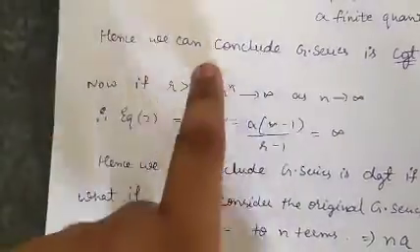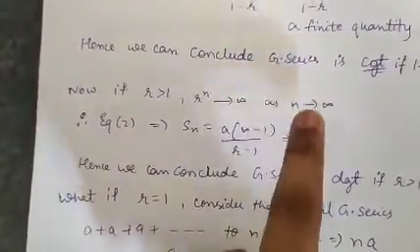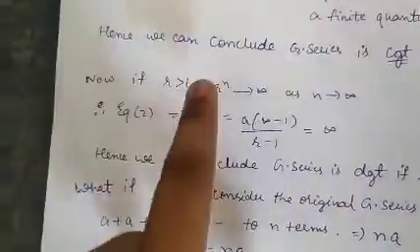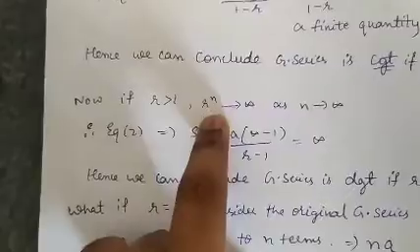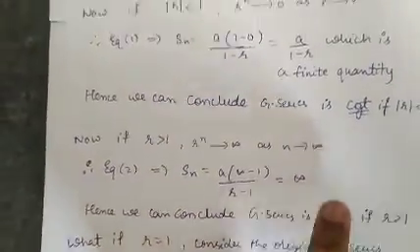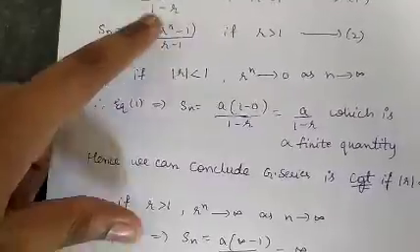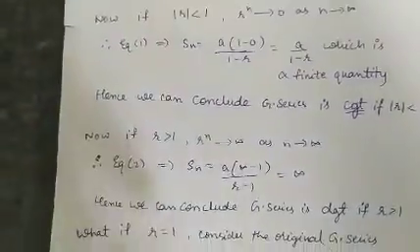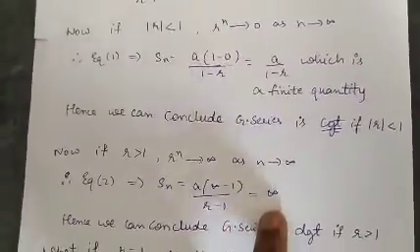Similarly, if your r is greater than 1, then r power n tends to infinity as n tends to infinity. So what is equation 2? Equation 2 is this: a into infinity, r power n tends to infinity. So the whole thing is infinity, because anything multiplied with infinity is infinity.